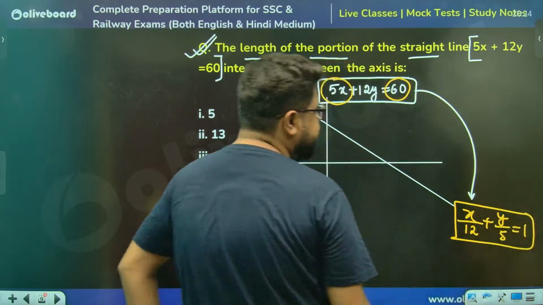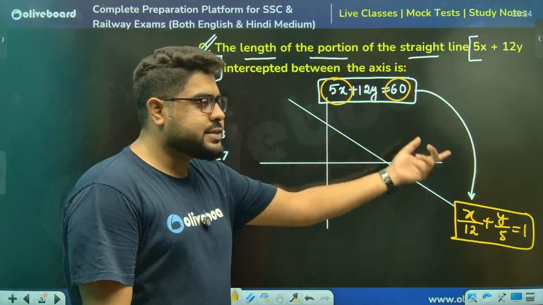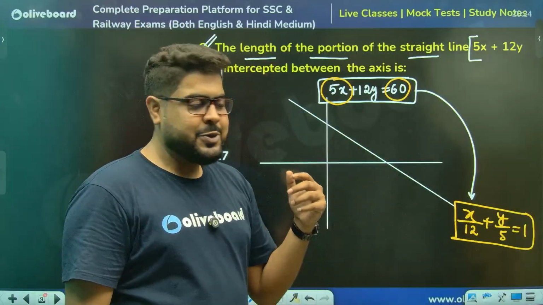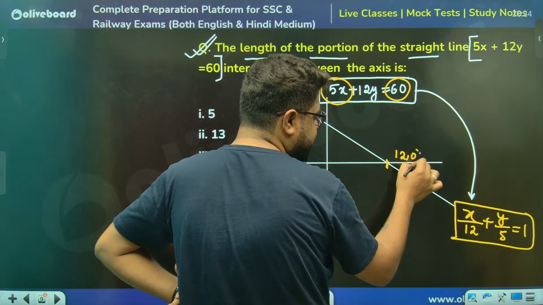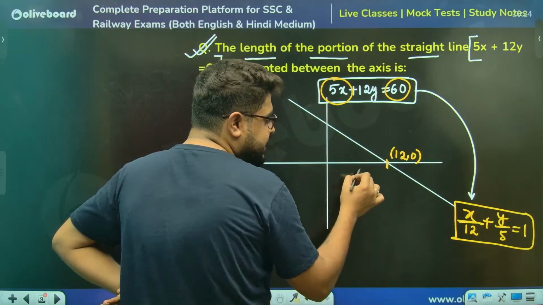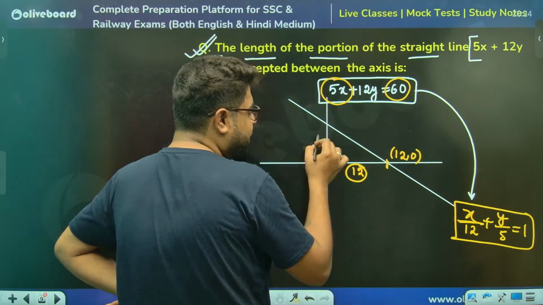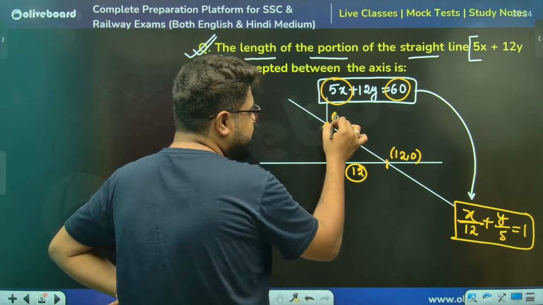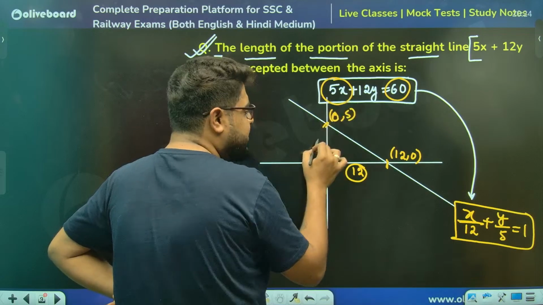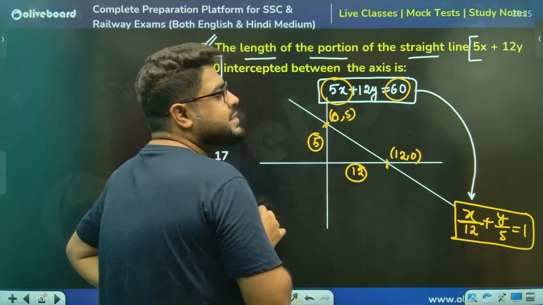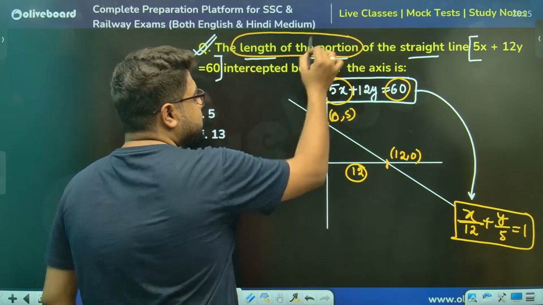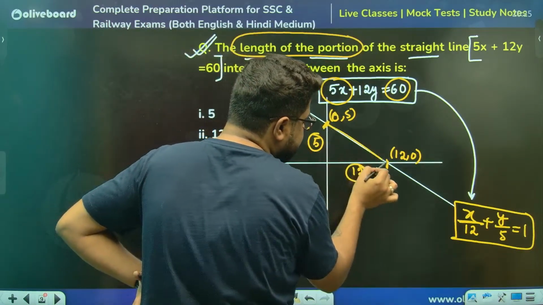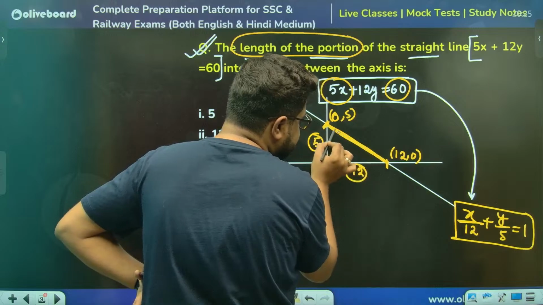If I divide by 60, 5 by 60 is 1/12 and 12 by 60 is 1/5. So this point is going to be (12, 0), meaning this distance is 12, and this point will be (0, 5), so this is 5. They are not asking for these distances; they are asking for the length of the portion, meaning this length.